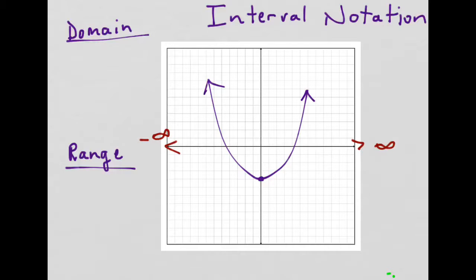So the way we represent that is negative infinity to positive infinity, round brackets. So the understanding is that that means all real numbers.